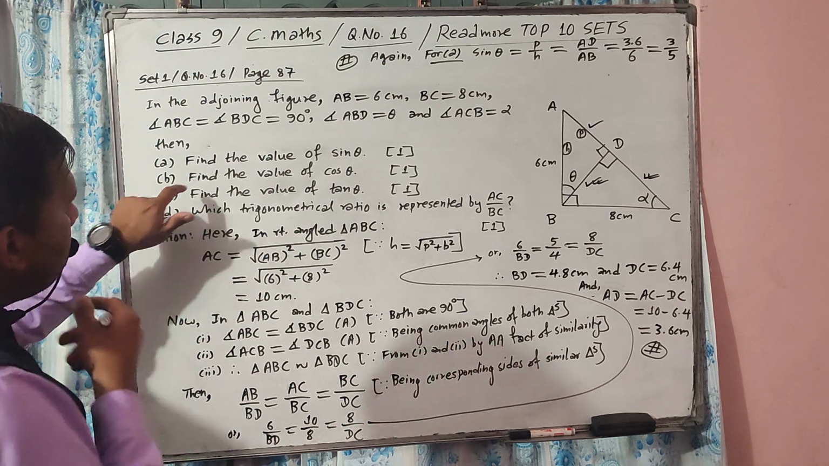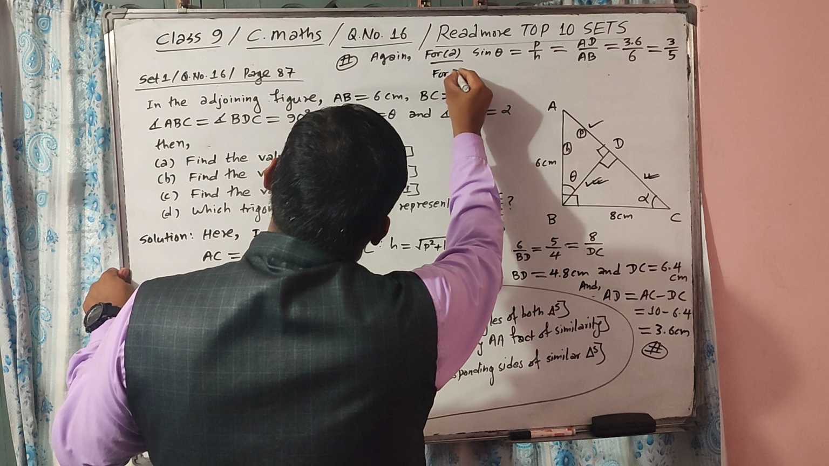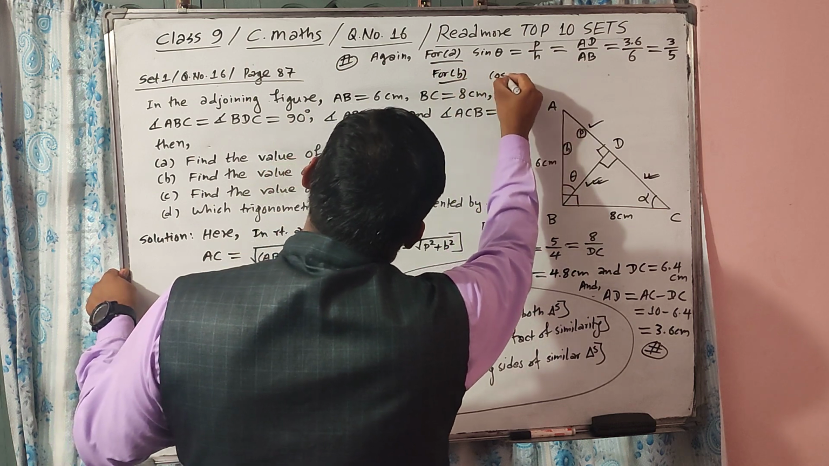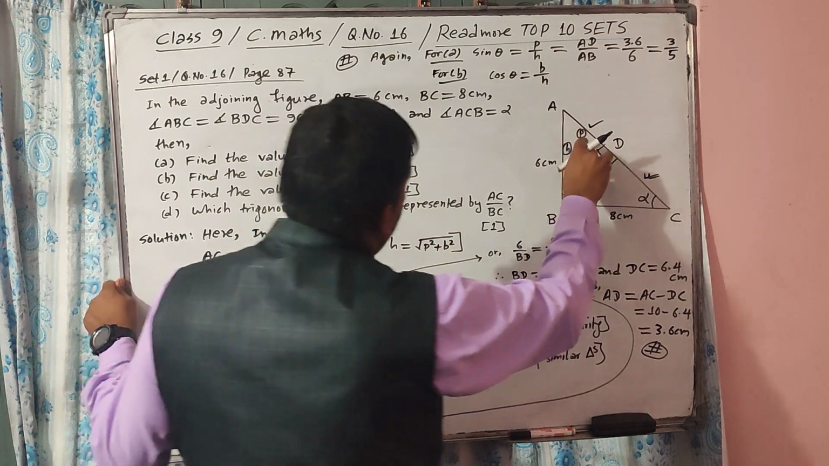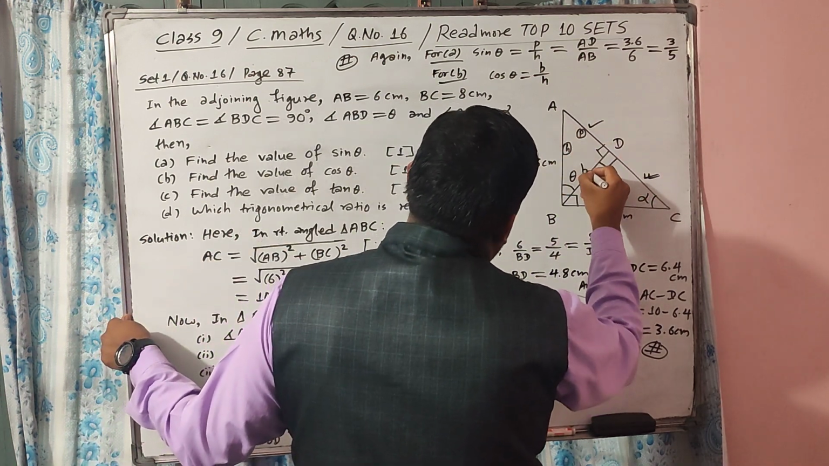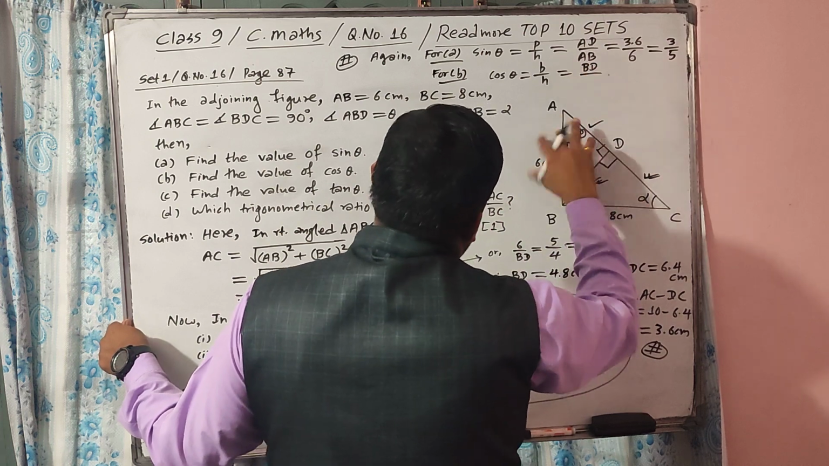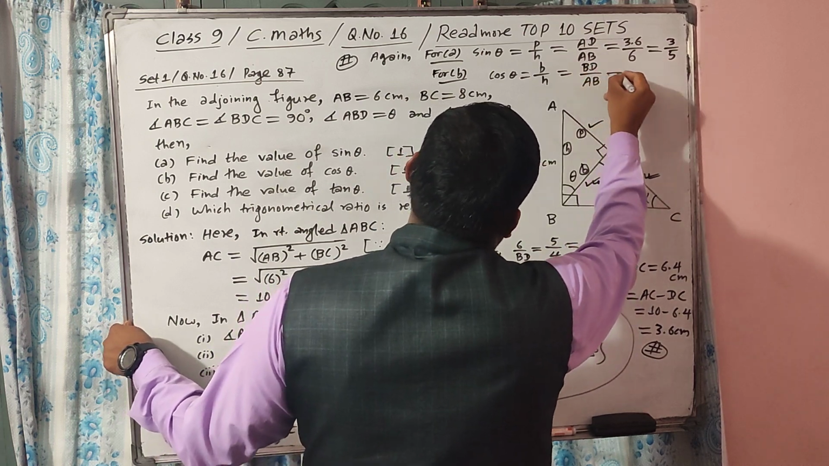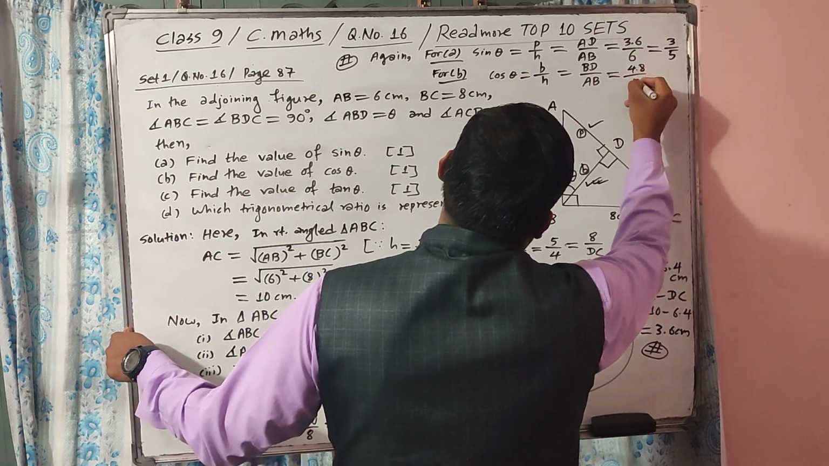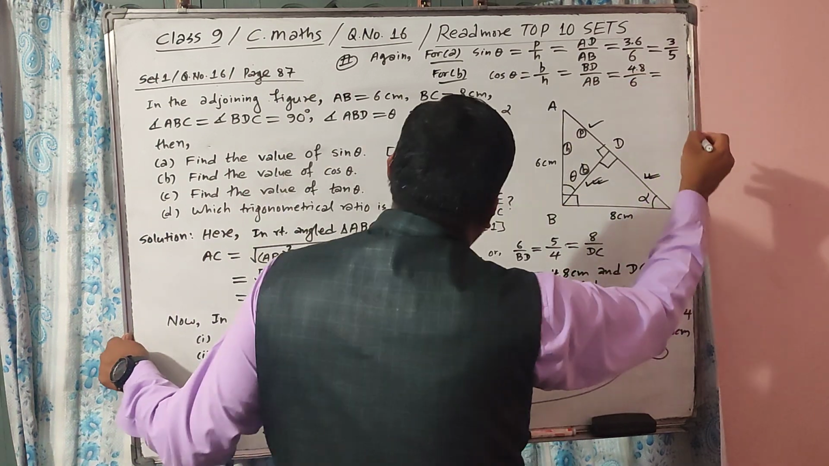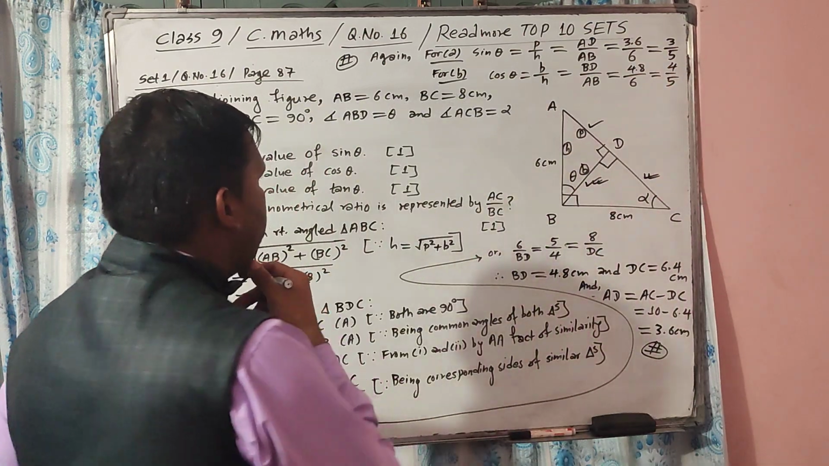Now for B, we have to find cos theta. Cos theta equals B by H. In this triangle, base is BD. So BD upon hypotenuse AB. BD is 4.8, AB is 6. So it becomes 4 by 5. So the value of cos theta is 4 by 5.